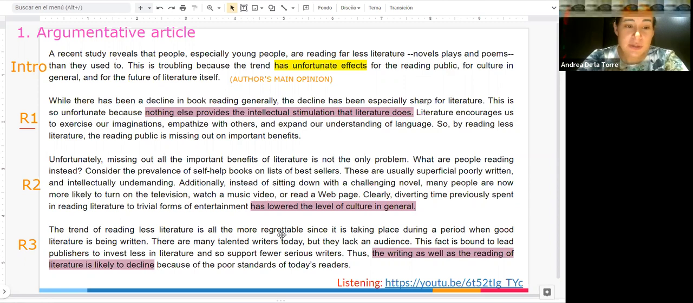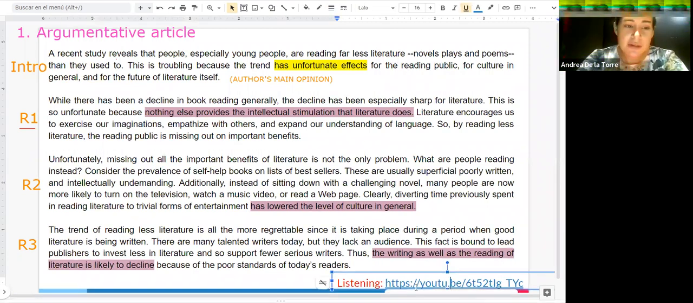So now that you have this, you know that the main idea is that the author thinks that people reading less literature is bad. First, because we are not being intellectually stimulated. Second, because the level of culture is lowering. And third, because the future of literature is at risk, right? Remember that while you listen to the lecture. I'm going to play it. And I want you guys to take notes.